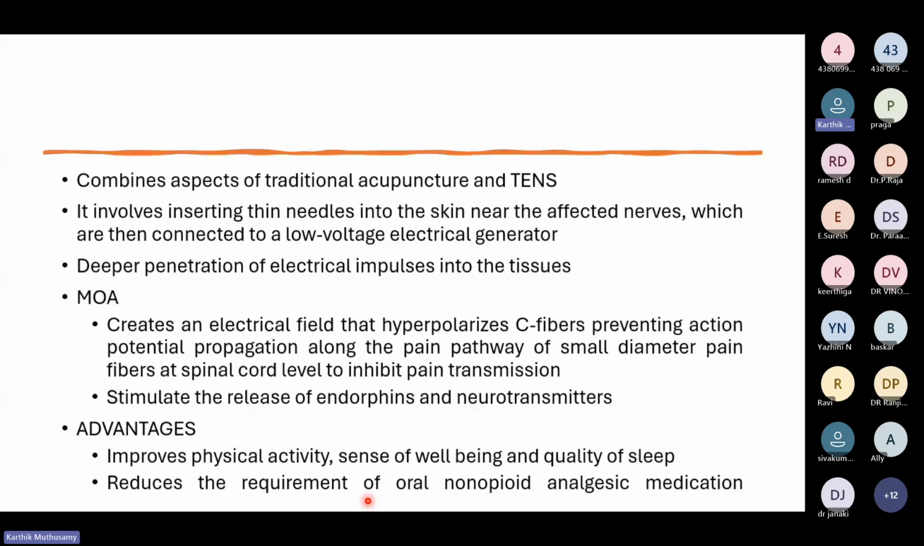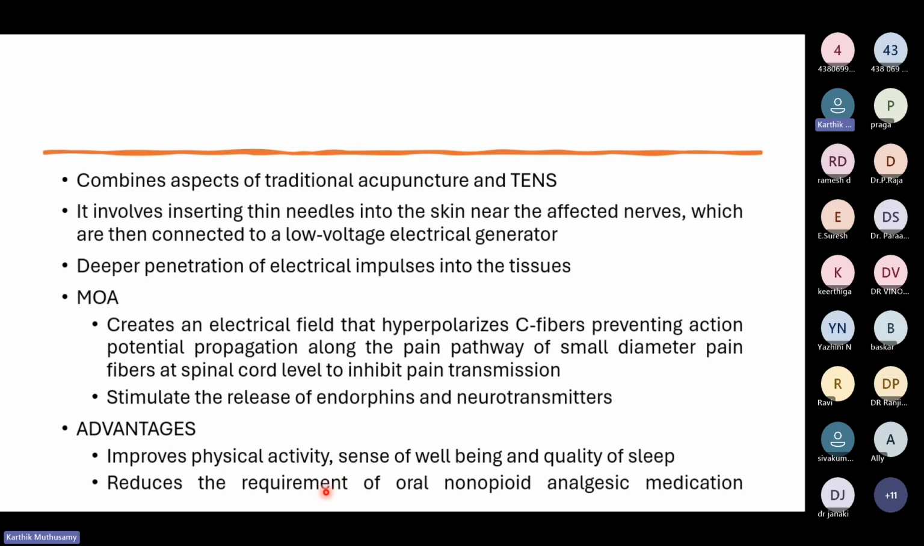The mechanism by which pain relief is obtained is that it creates an electrical field that hyperpolarizes C fibers, thereby preventing action potential propagation along the pain pathway of small diameter pain fibers at the spinal cord level. Hence, pain perception or pain transmission is inhibited. It also stimulates the release of endorphins and other neurotransmitters. Its advantage is that it improves physical activity, the sense of well-being, and quality of life.